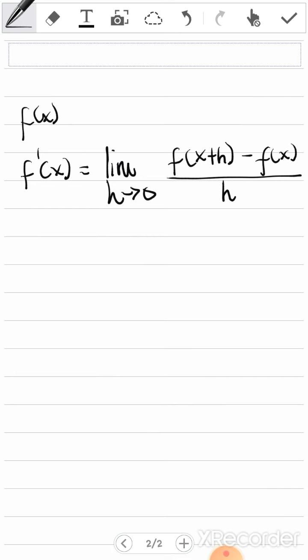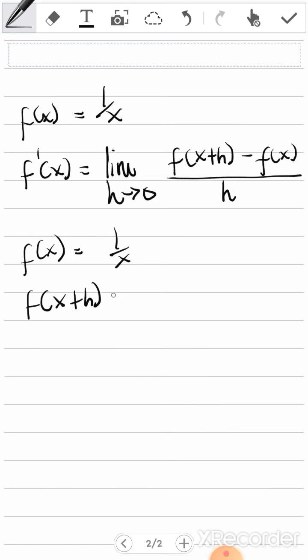Alright, so from here, the question given was 1 over x. That means wherever you see this, you're going to put 1 over x. So f of x is given as 1 over x. Then what will be f of x plus h? It will be 1 over x plus h. So this is what we are going to get.